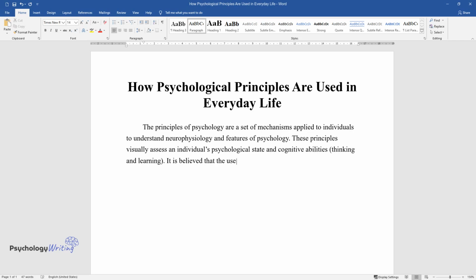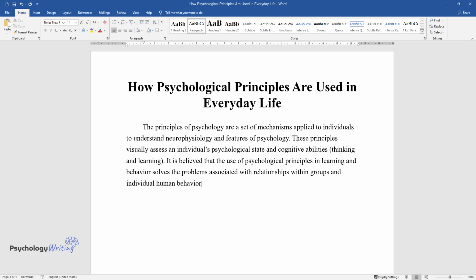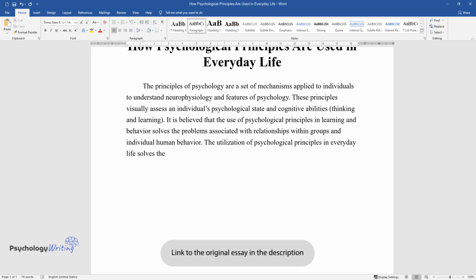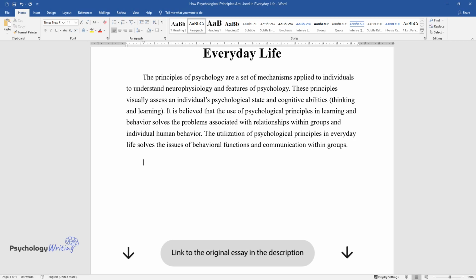It is believed that the use of psychological principles in learning and behavior solves the problems associated with relationships within groups and individual human behavior. The utilization of psychological principles in everyday life solves the issues of behavioral functions and communication within groups.